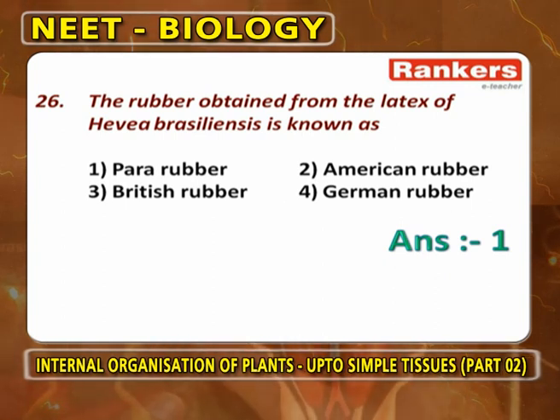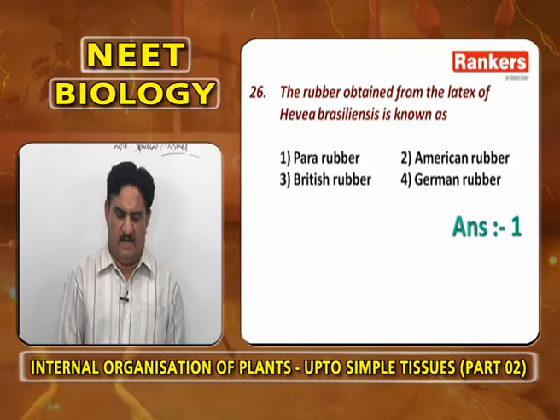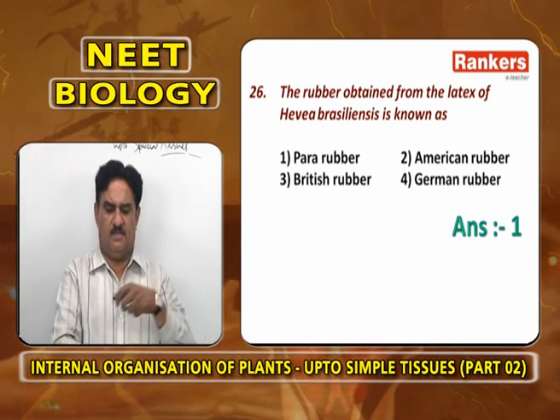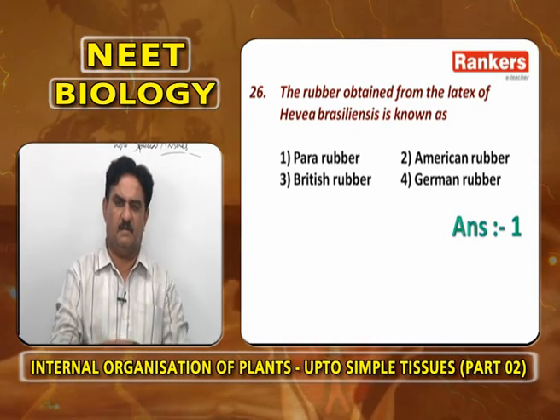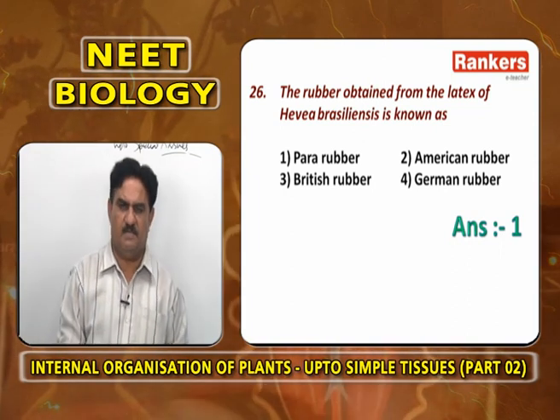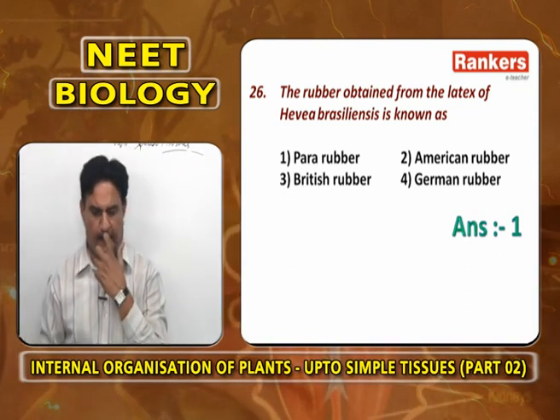So, para rubber here has come from Hevea brasiliensis. The question is the rubber obtained from the latex of Hevea brasiliensis is known as para rubber. It is not American rubber or British rubber or German rubber. It is popularly called para rubber. Answer is 1.